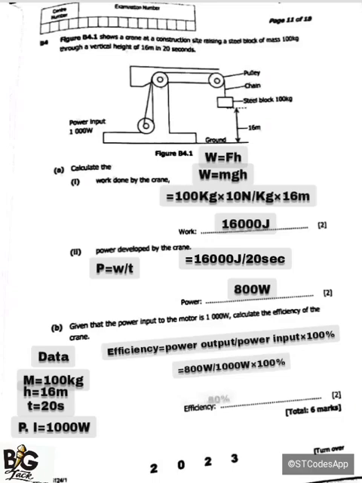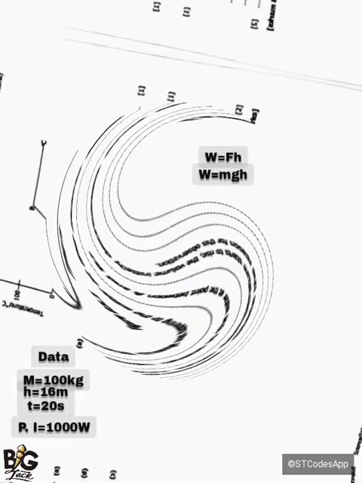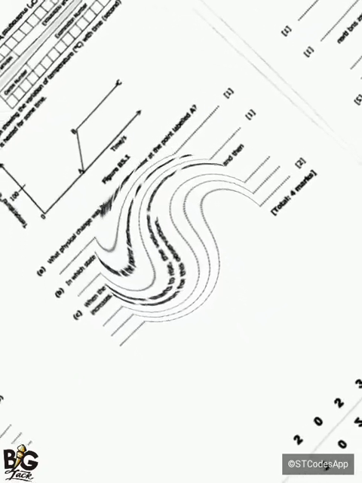80%. Now this 80% is less than what? Less than 100%, which means 20% of energy was lost due to what? Friction. So our efficiency is what? 80%. Okay, let's move on to the next one, which is question B5.